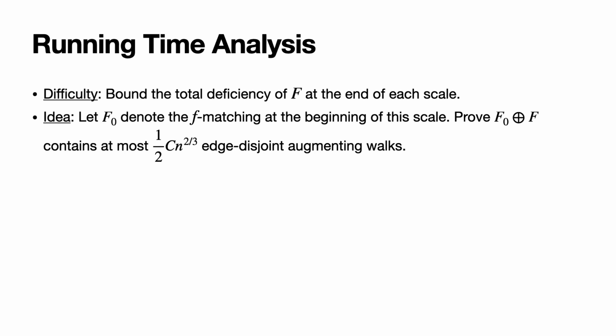When we analyze the running time of our algorithm, the difficulty is about bounding the total deficiency of F at the end of each scale. If F0 denotes the matching F at the beginning of this scale, we try to prove that F0 exclusive or F contains at most half of C times n^{2/3} edge-disjoint augmenting walks.